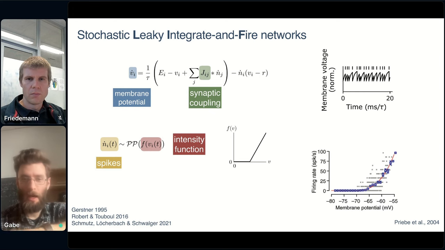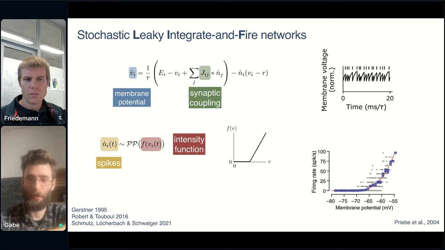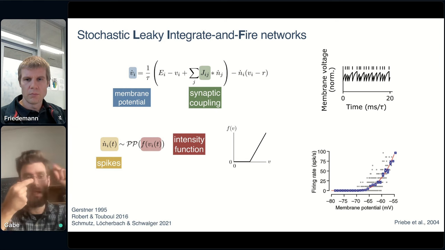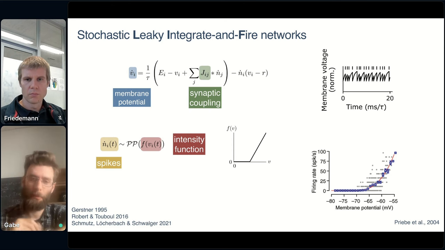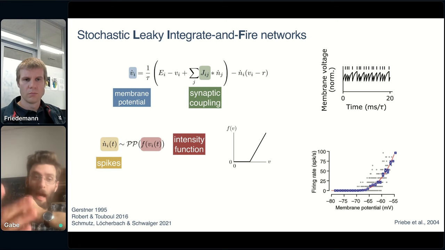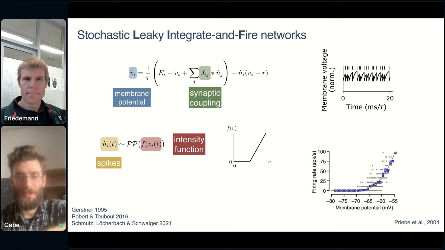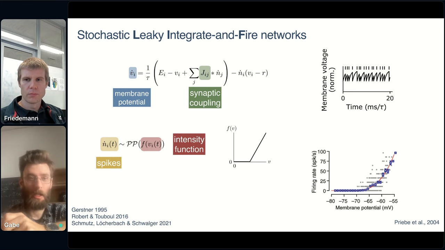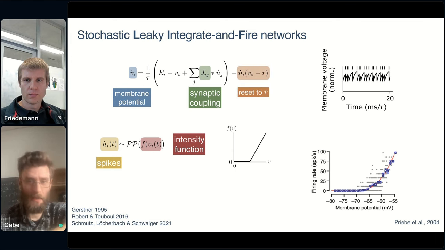And for the intensity function of these models, that mapping from the membrane voltage to the spike probability, we typically use threshold power law functions. This is inspired by some really beautiful in vivo experiments from Nicholas Priebe, where he recorded the average membrane potential in the 20 milliseconds preceding a spike and observed these really nice power law functions, typically with exponents between 2 and 5. Here I'm going to take a threshold linear intensity function just for simplicity. All right, so we have this network with stochastic spike emission. And so can we do better than this diffusion approximation in order to compute statistics of its activity?